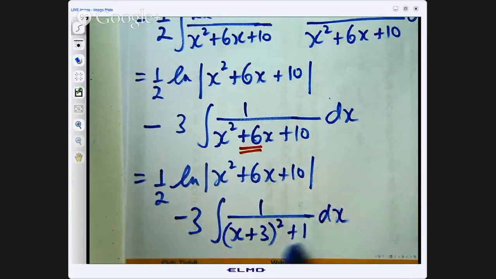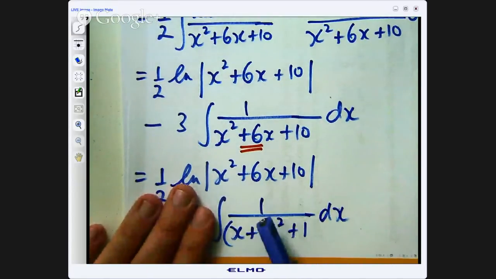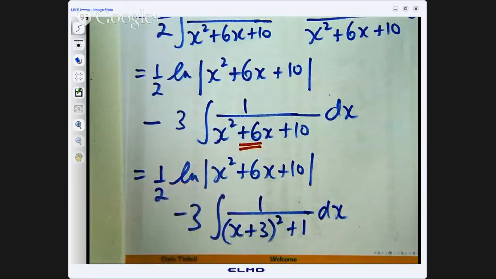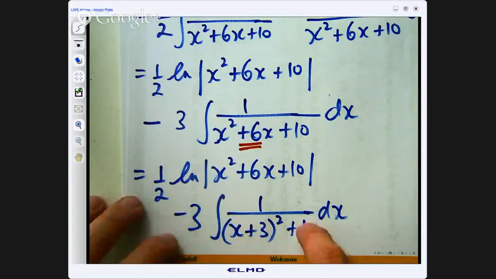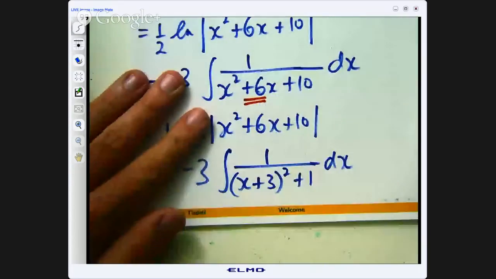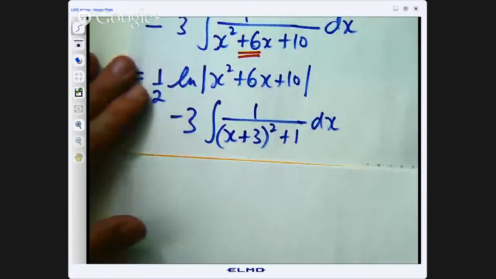Now, how do I integrate this? Well, this is just going to be the inverse tan of what's in here. We've got a linear function in here. It's going to be the inverse tan of this thing here. Think of this as 1 squared, if you like. So let's continue on. We're almost finished now.